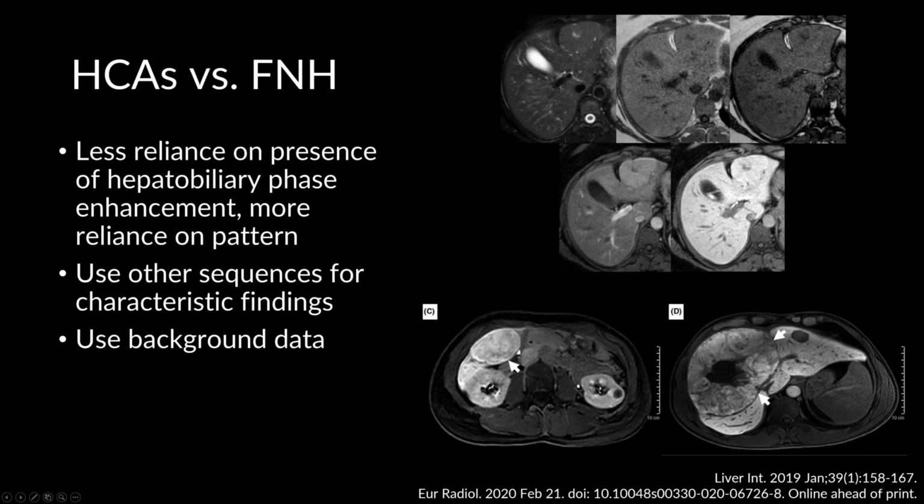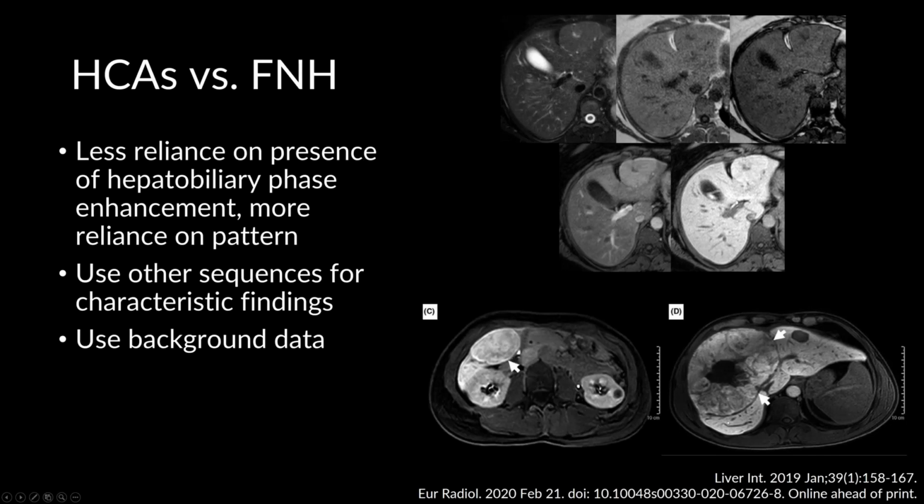This is in contrast to this beta-catenin from the literature, where there is uptake on the hepatobiliary phase, and it's relatively strong compared to the background liver. It's at least iso-intense, but maybe a little bit more heterogeneous, and it doesn't have that architecture that we typically would expect for an FNH. So at the very least, maybe this warrants a biopsy to further characterize.